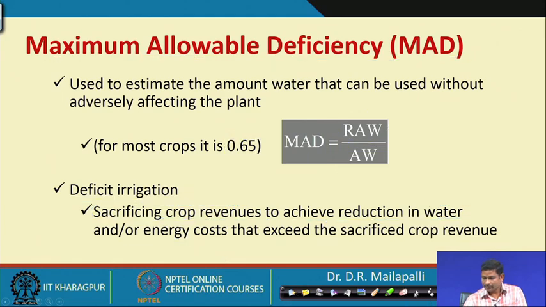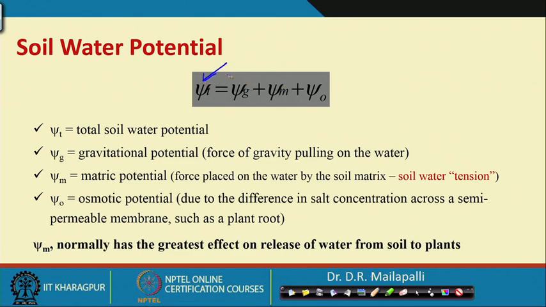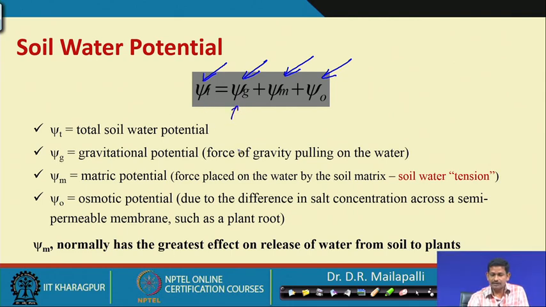So, the next thing is soil water potential. The water potential contains these 3 components. This is the total water potential, this is the gravitational water potential and the matric potential, and this is the osmotic potential. The gravitational potential we have seen before, the potential experienced by water due to gravity. Then the matric potential is mostly the capillary water, and the osmotic potential is due to the salts present in the soil water.